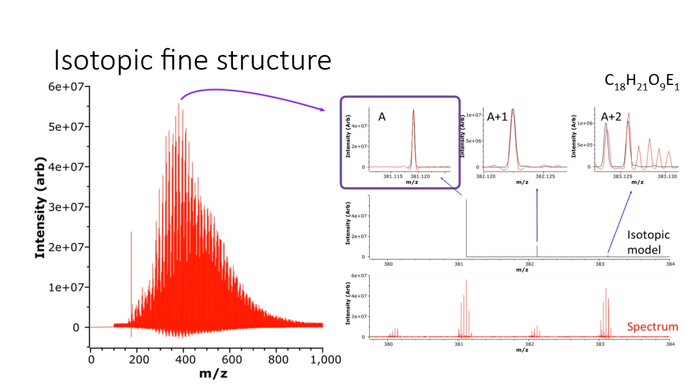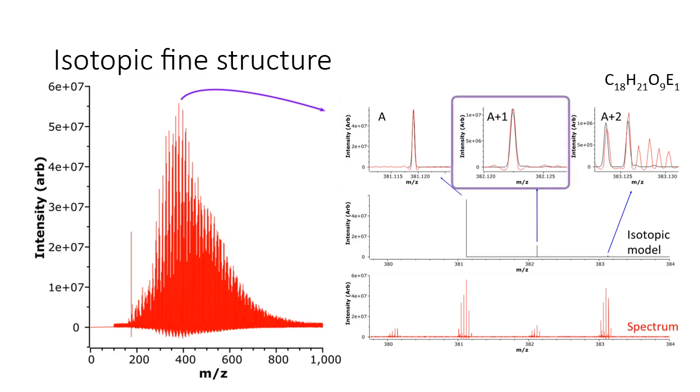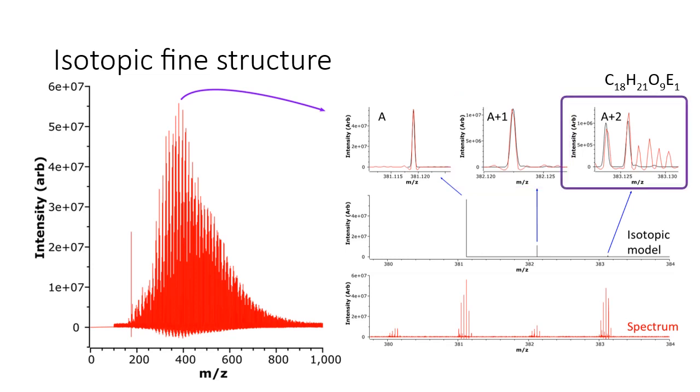This first view shows the monoisotopic peak, the middle view shows the A+1 peak, and this third view shows the region including the A+2 peaks. So for this assignment, we can match all of the theoretical isotopic peaks to peaks in the spectrum, and that means we can be quite confident that this assignment is correct.